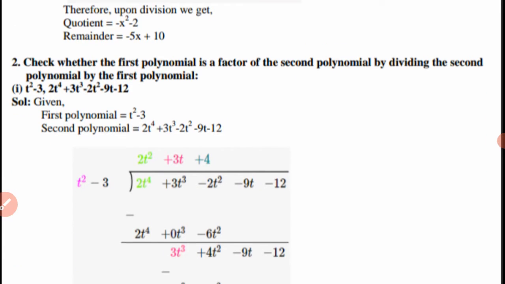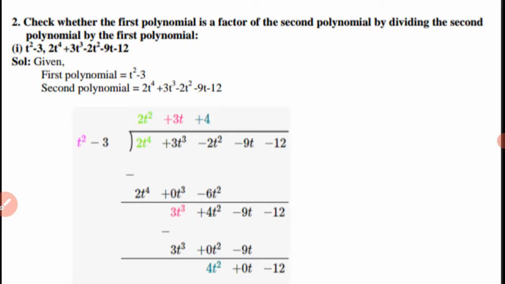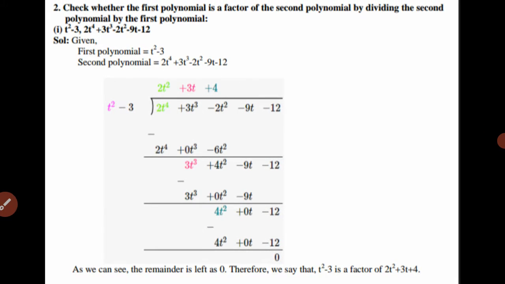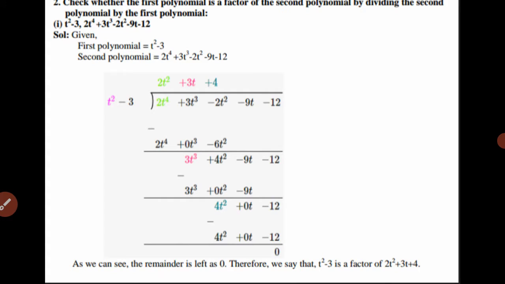Now in question number 2, check whether the first polynomial is a factor of the second polynomial by dividing the second polynomial by the first polynomial. So when we have to find their factors, by dividing one polynomial by another, if the remainder is 0, then in that case the first polynomial will be a factor of the second polynomial. So we will divide this p(x) by g(x).